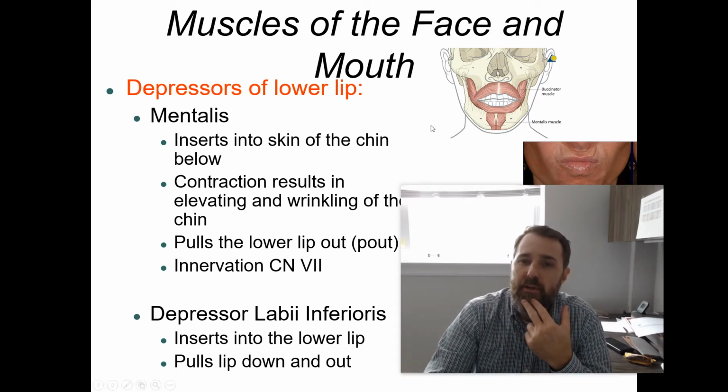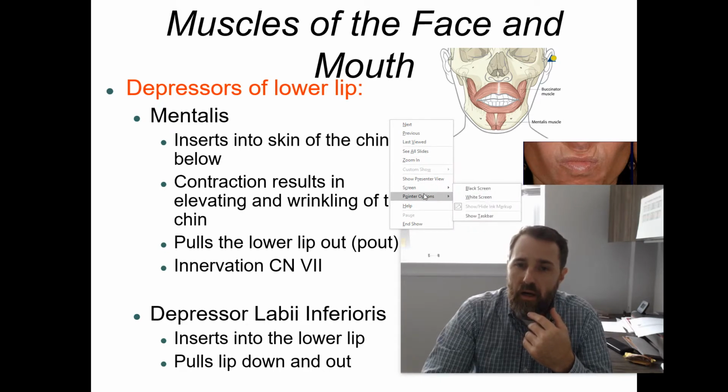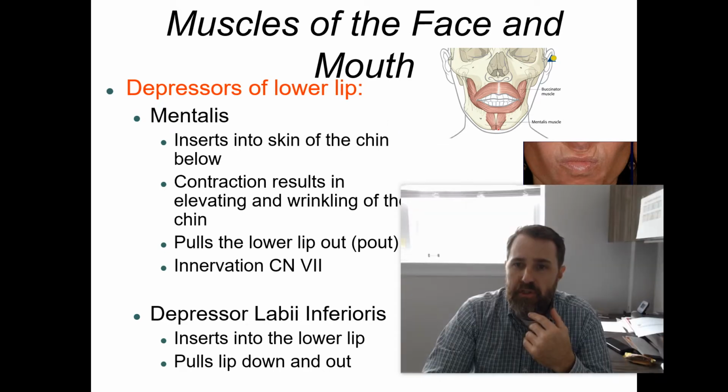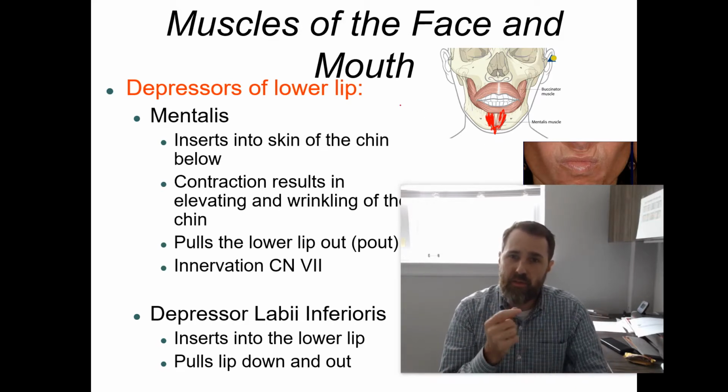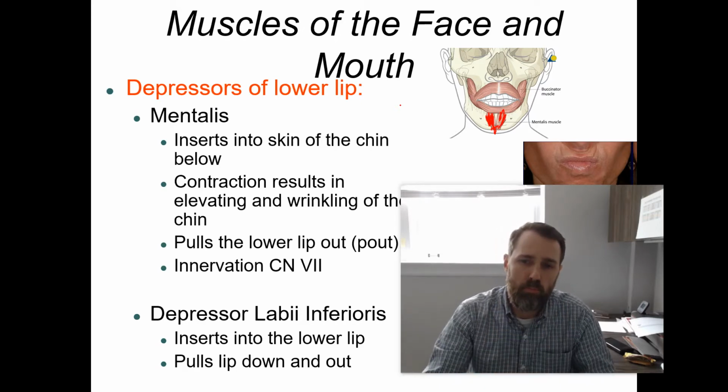Looking at this image right here, you can see that it originates on the inferior portion of your chin, and then it reaches up to insert into the lower lip. So when it contracts, the result is the bunching up and the protrusion of the lower lip.